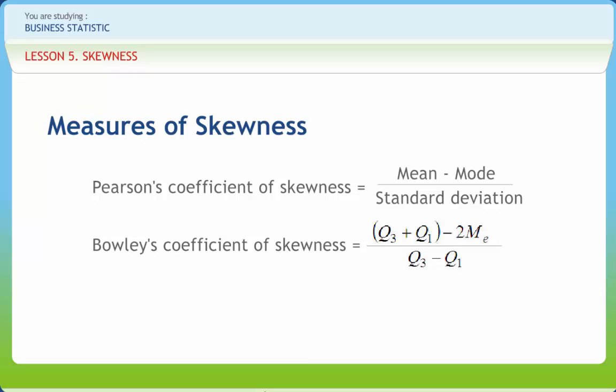ME is mode. If the second and third moments about the mean of a distribution are mu2 and mu3 respectively, then the moment-based coefficient of skewness equals mu3 squared divided by mu2 cubed. It is invariant under the change of scale and change of origin.